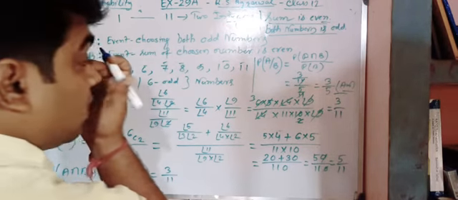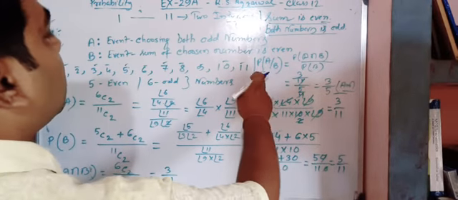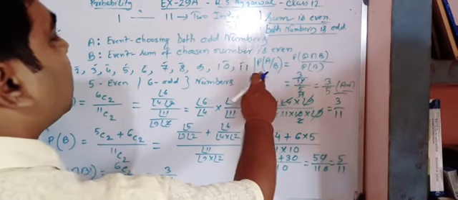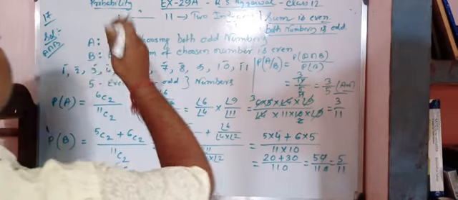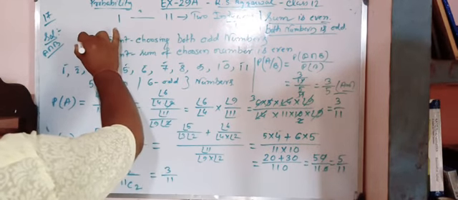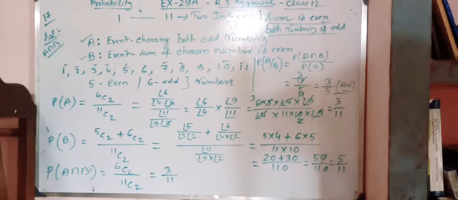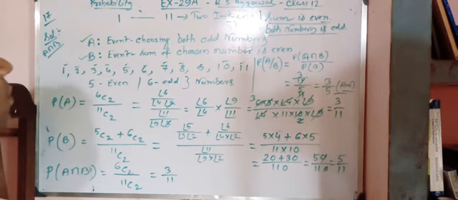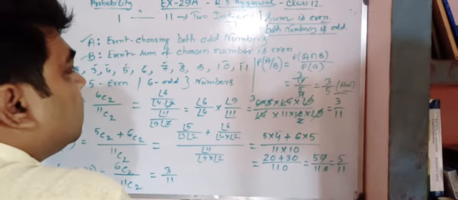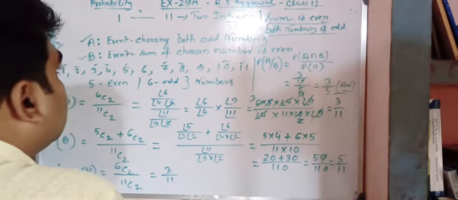Now we have to find the probability of A by B, with respect to this event. So probability of A given B equals probability of A intersection B by probability of B, which equals 3 by 11 divided by 5 by 11, equal to 3 by 5. That will be my answer.